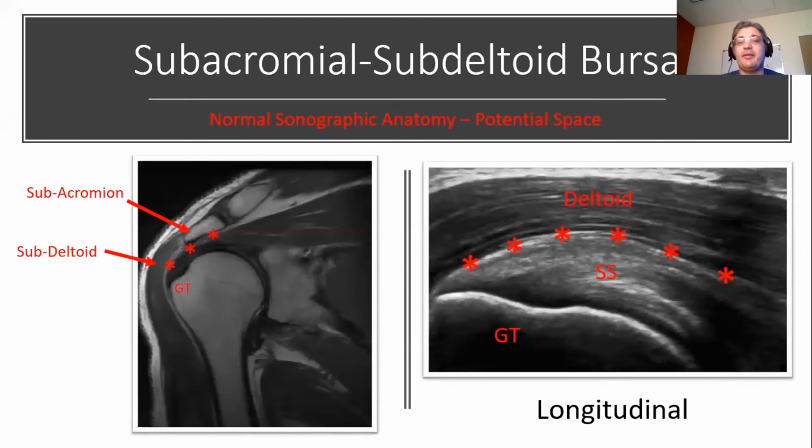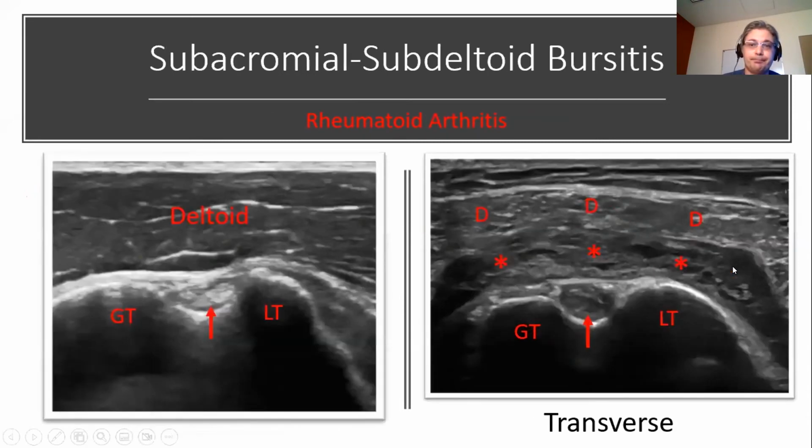Again, I want to reinforce the anatomy. Deep to the acromion, deep to the deltoid, lives our friend, the subacromial subdeltoid bursa. Sonographically, deep to the deltoid, superficial to the rotator cuff, lives the subacromial subdeltoid bursa.